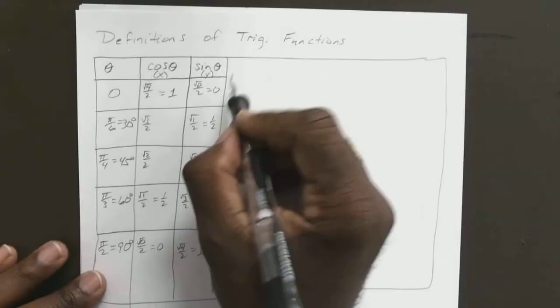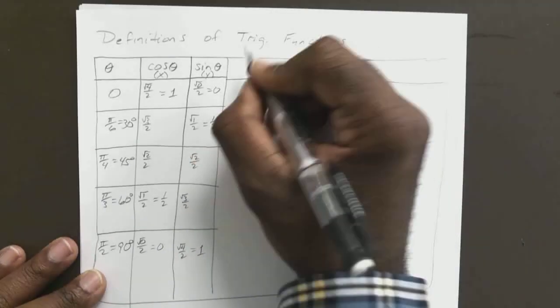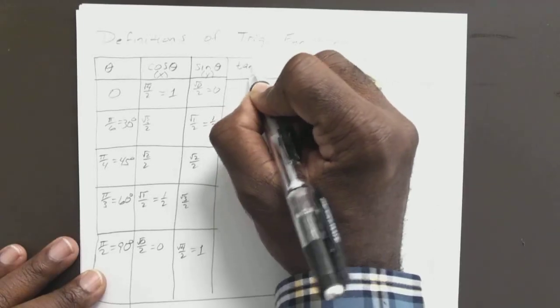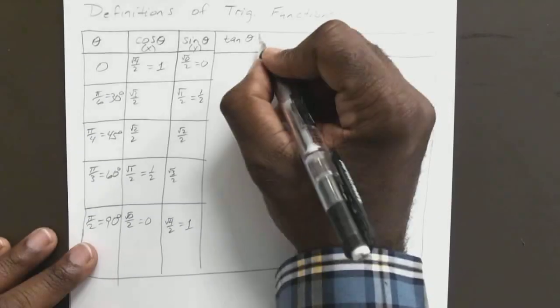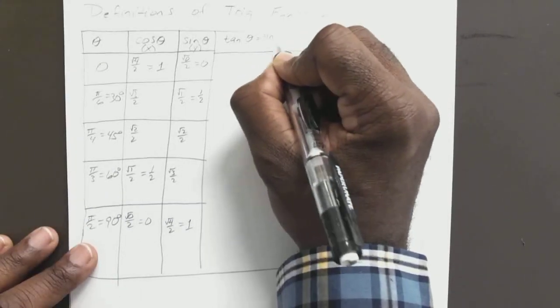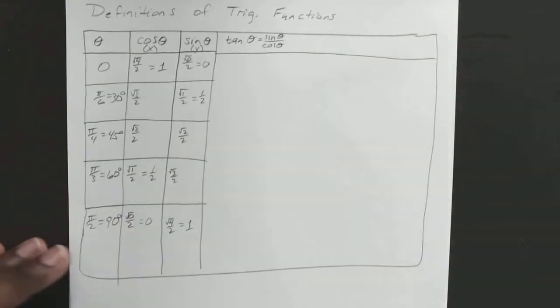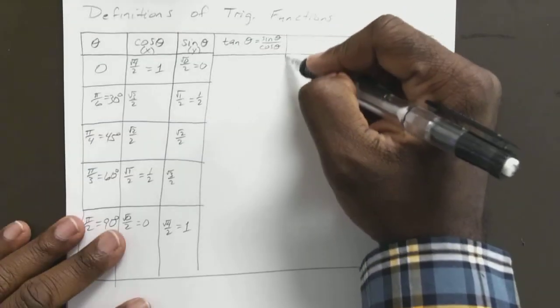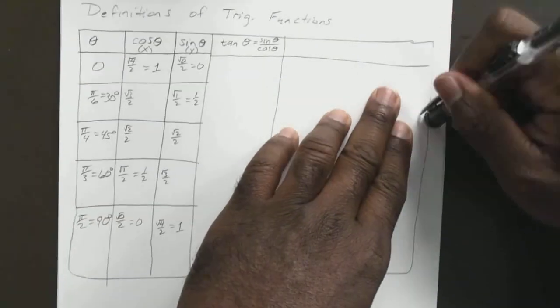Okay. So now, the other 4 is tangent of theta, which is equal to sine over cosine. Sine theta divided by cosine of theta. Oops, should have enough room to fit all of those.